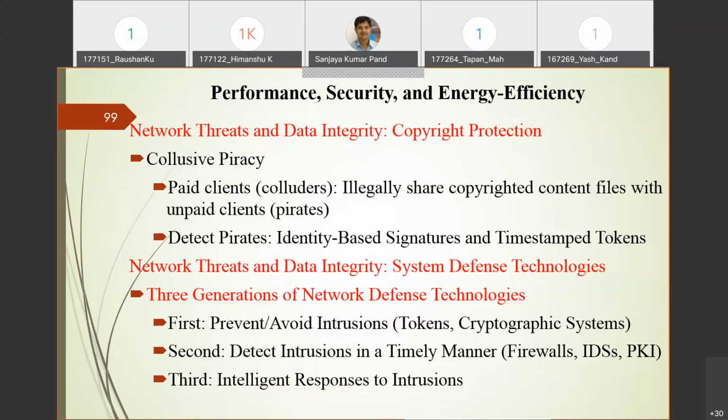The third type of system is that we are not only detecting the intrusion, we are taking some steps against the intrusion. That is called intelligent response to intrusion. If somebody wants to hack your data, you are not only preventing that, you are also doing some harm to that system, or you are doing something which makes it impossible for the intruder to get a new connection or get your data. So that is your third generation of network defense system.